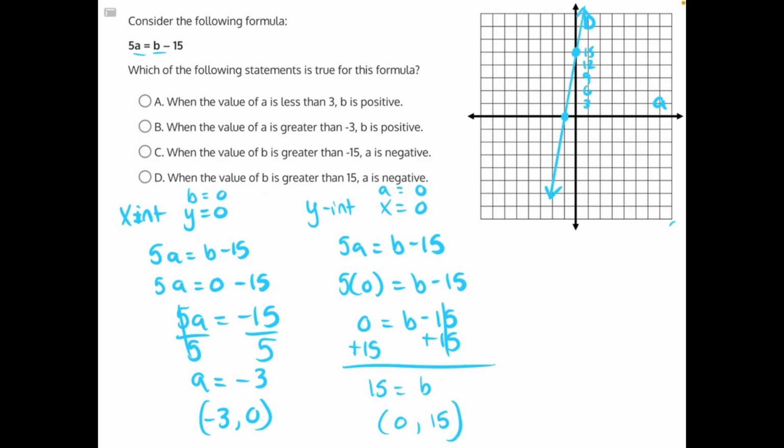Here I've plotted our two intercepts. Negative 3, comma 0 is to the left by 3 and up and down 0. Then 0, comma 15 is to the right and left 0, up 15. So let's take a look at our answer choices.